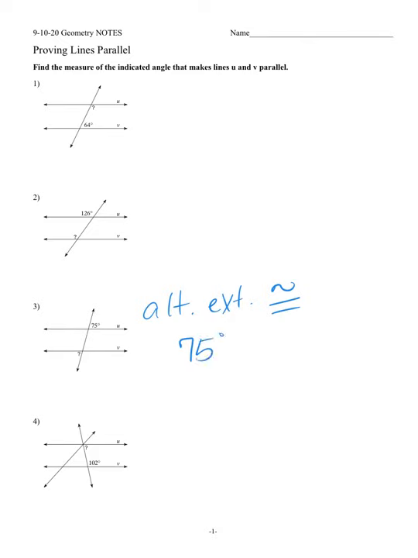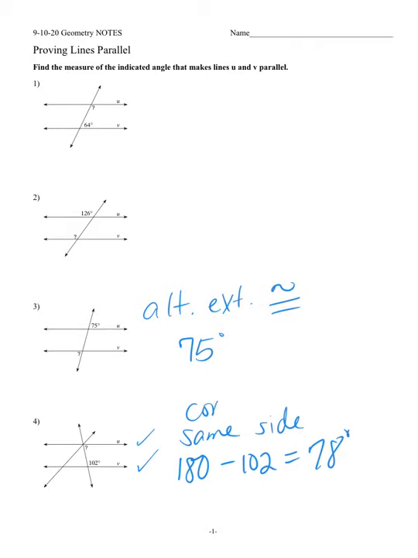And then the last one is number 4. You have two parallel lines. Same side interior. Same side interior are consecutive. 78. How'd you get 78? Well, I got 180. I subtracted 102, and then I got 78. Because they're same side, they're consecutive, therefore they equal 180.